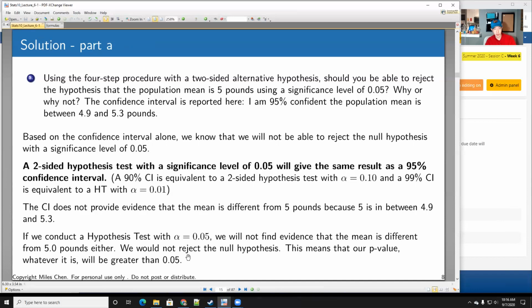So that means we would not reject the null hypothesis. And if we were to go through the calculations and find the p-value, whatever it is, our p-value would be greater than 0.05. So we can come to a conclusion regarding our hypothesis test and our p-value just from observing a confidence interval alone. Are there any questions on this?